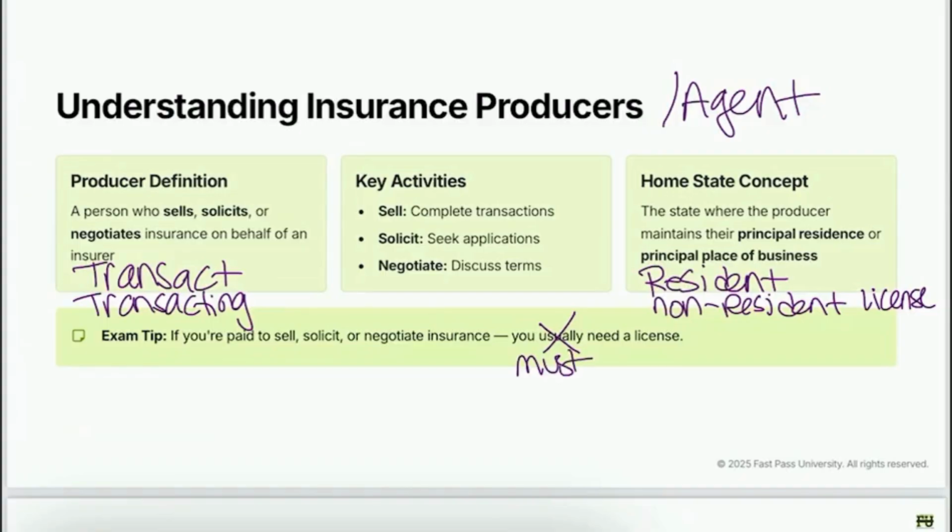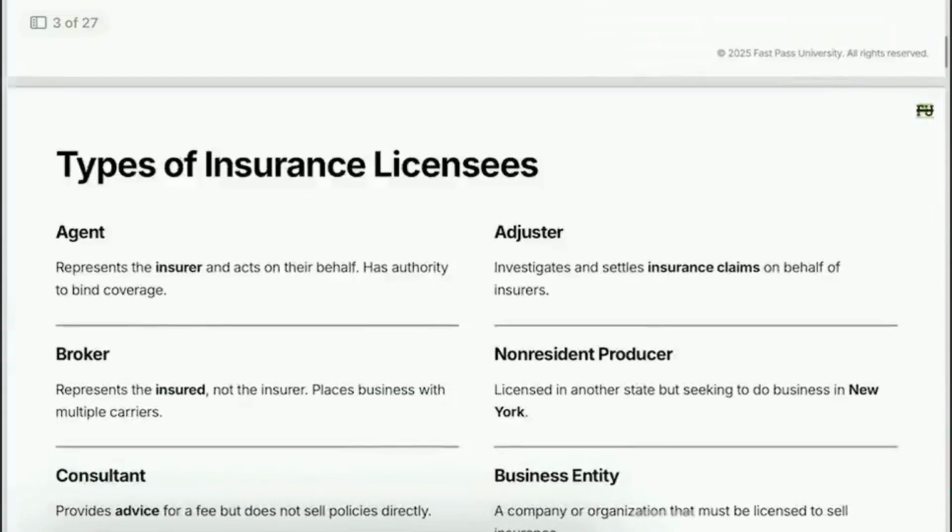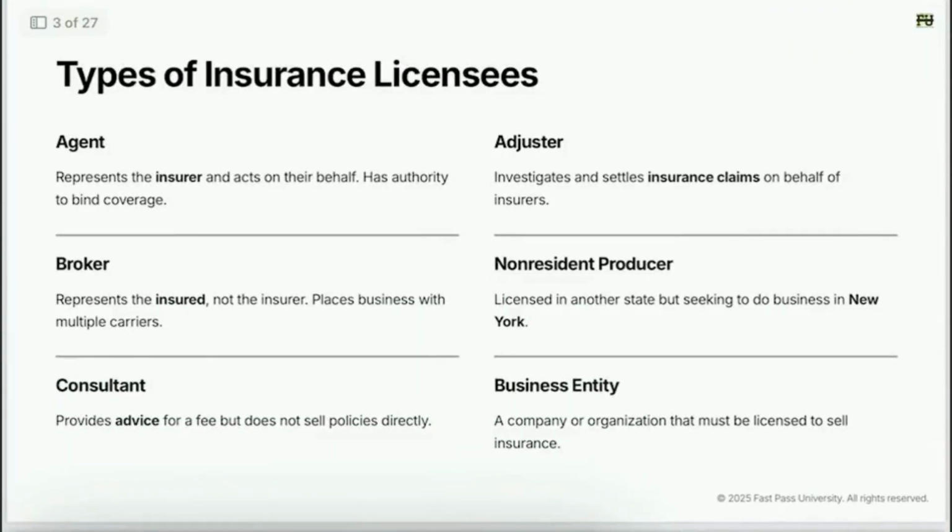Types of insurance licenses. Agent, right? And that's what we just talked about. That's what you are going to be when you pass your exam. Or producer. You represent the insurer and act on their behalf and have authority to bind coverage. Binding coverage is just completing the policy, making it official.